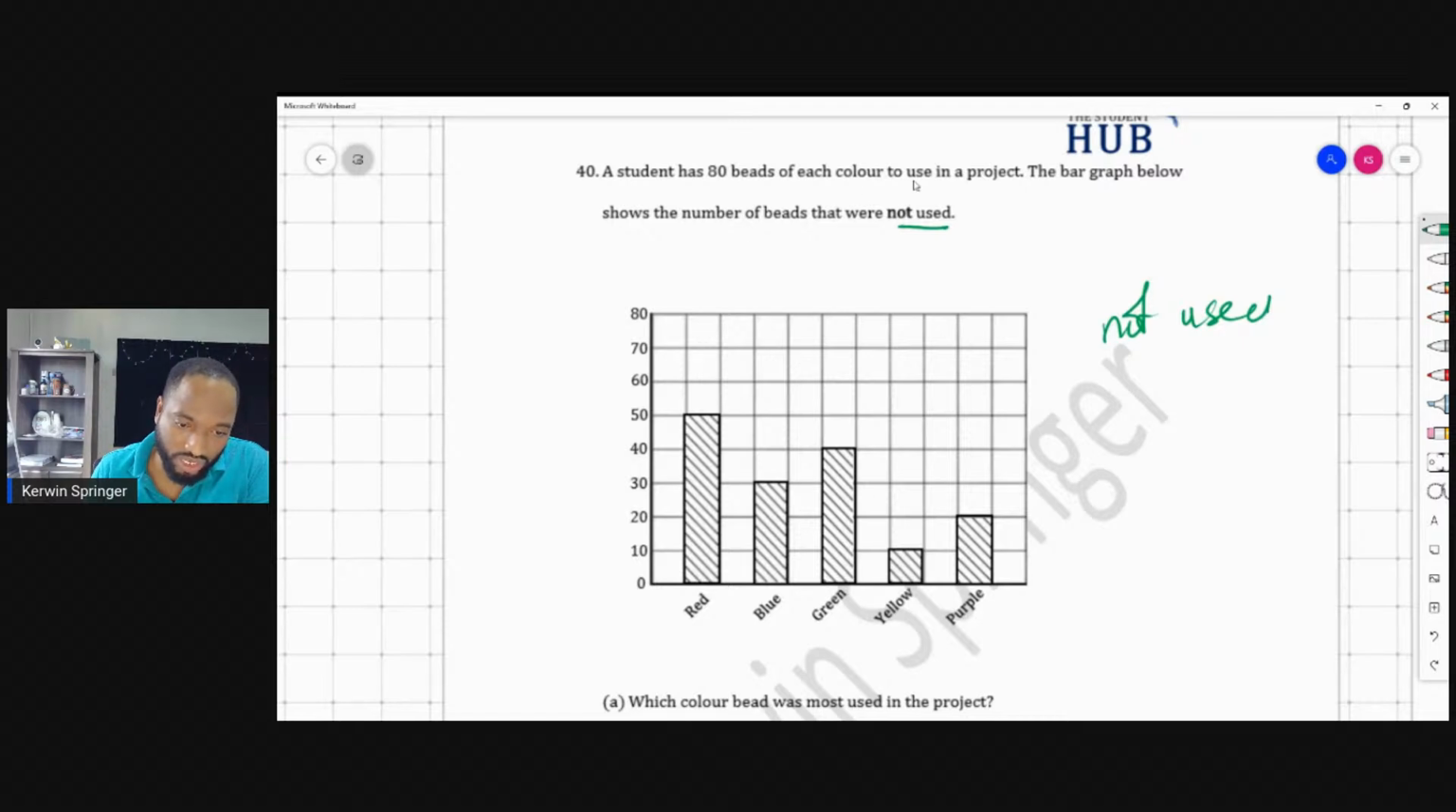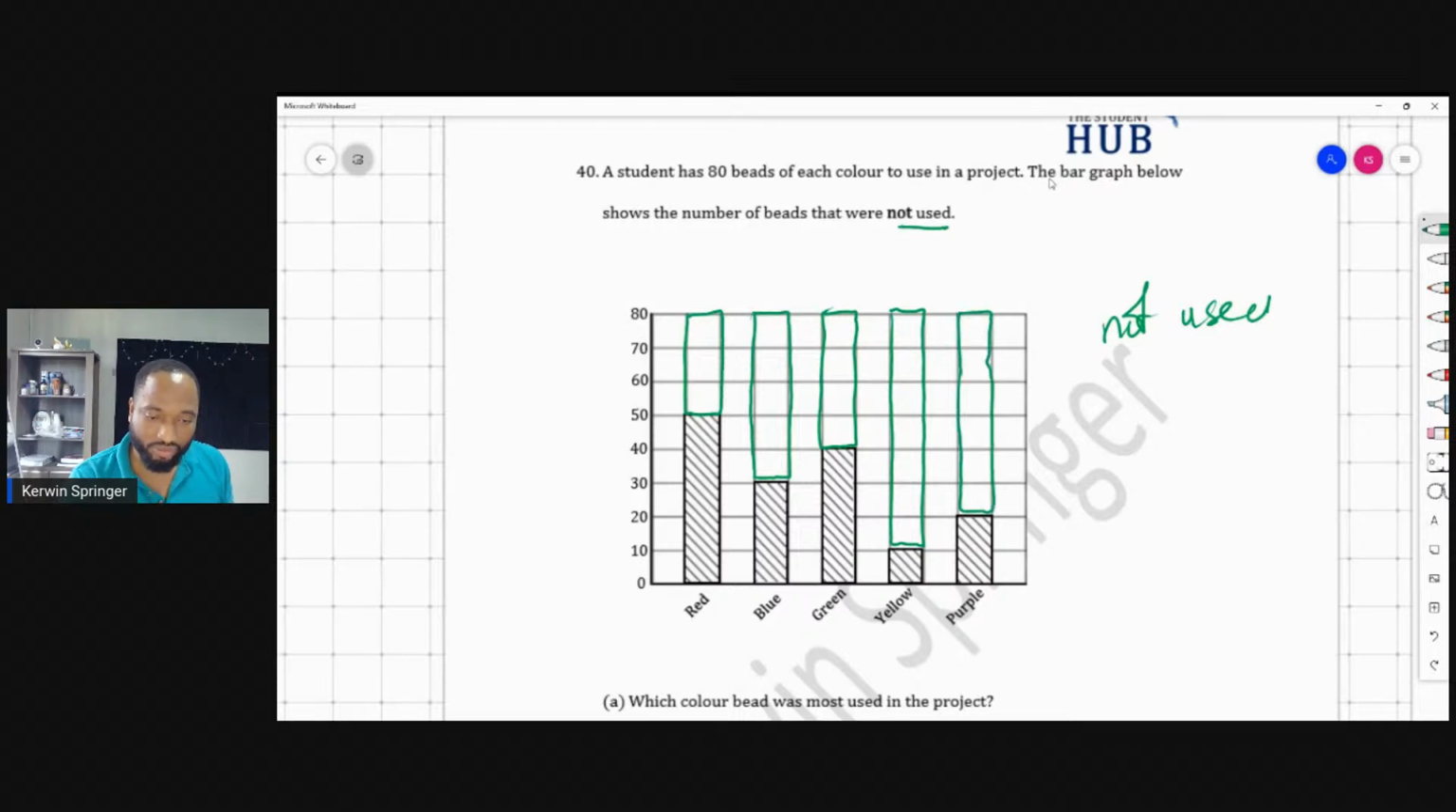80 beads of each color to use in a project. So for each one, if you bring it up to 80, you could do an opposite thing, and see how much of each gets used. If you see what I'm doing here, because this goes all the way up to 80, it means in yellow we used 70, understand? Before I even see the question, I've seen that. I used 70 in yellow. This is a really good bar graph question that you all can get.